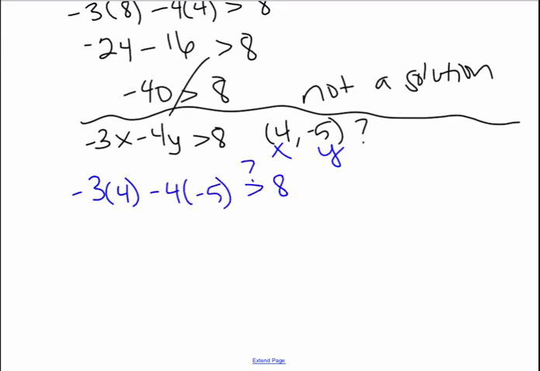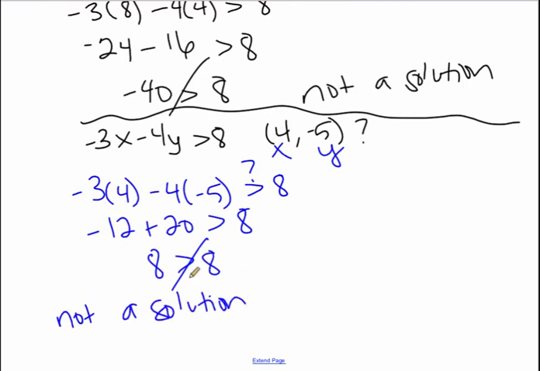Again, we're testing this. We're trying to see if this is actually true. Negative 3 times 4 is negative 12. Negative 4 times negative 5 is positive 20, greater than 8. Negative 12 plus 20 is 8. So we get 8 is greater than 8. Is that a true statement? No, 8 is not greater than 8. Okay, so that is not a true statement, so this is not a solution.